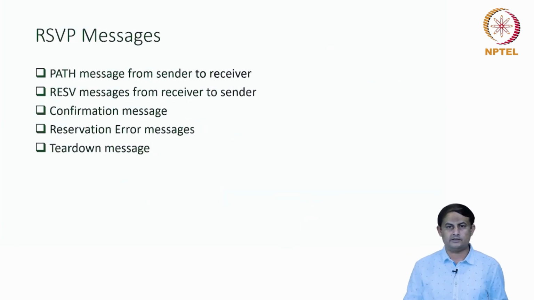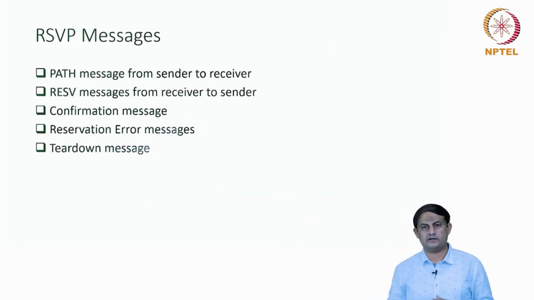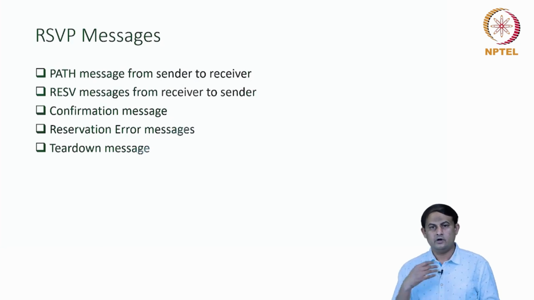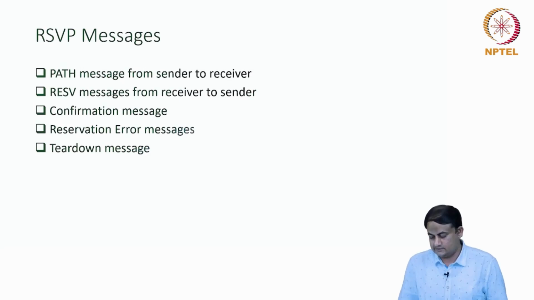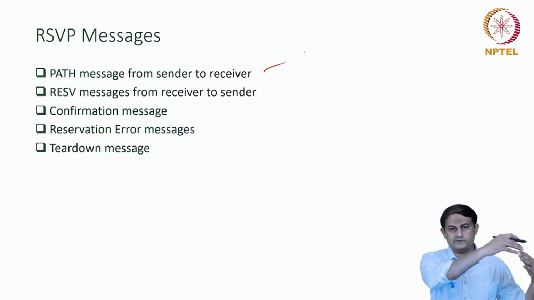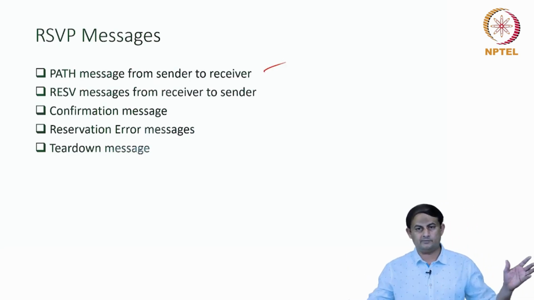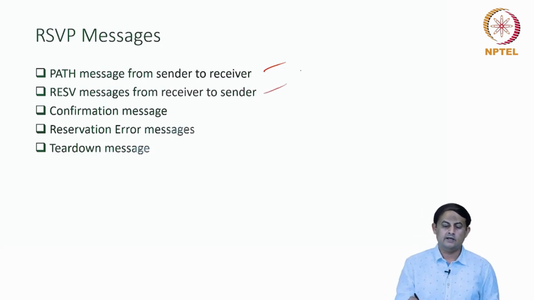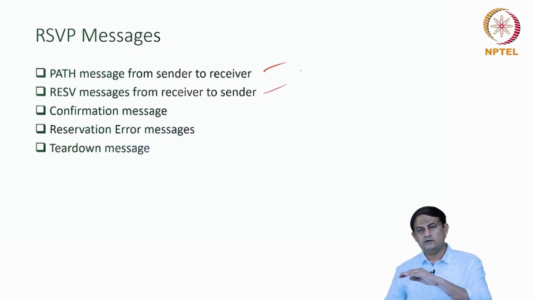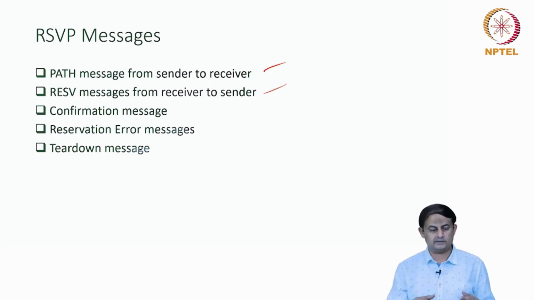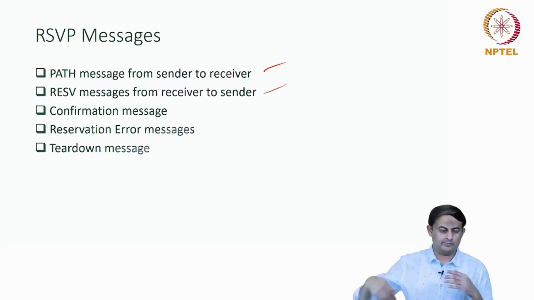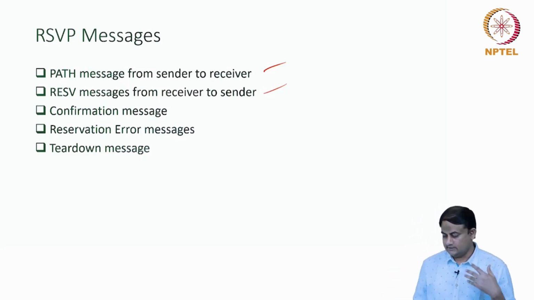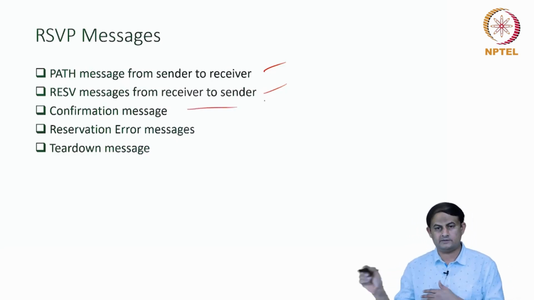So let's spend a minute on what the different messages are that RSVP has in order to operate, or in other words, in its reservation flow, what kind of messages it transmits. Two of them we have already seen. One is the path message, which goes from the sender to the receiver to identify the path along which the reservation should be done in the reverse direction. And the reservation message goes from the receiver to the sender in the reverse direction along the path the path message has taken.